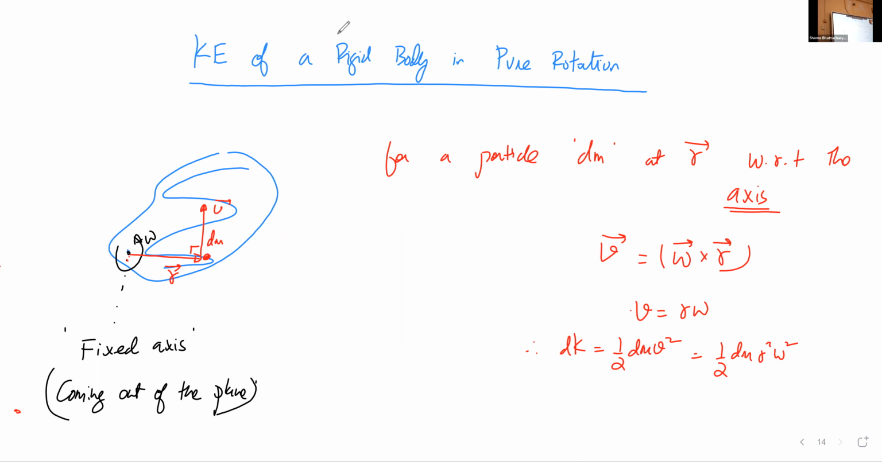So together, how much kinetic energy will they possess? The sum of all of them. That summation will have to be done by integration because there are an infinite number of particles of differential mass dm. So that's why integration comes in.